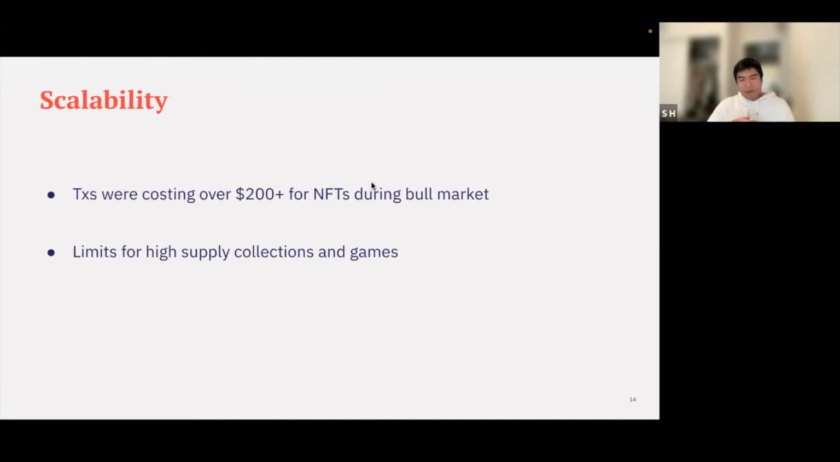And I think the other one is scalability, right? During the bull market, when you tried to trade or buy an NFT, you were paying over $200 in gas fees. And I think that really limits what the potential of NFTs could be, especially NFTs with very high supply, right? If you have 200,000 NFTs, you probably won't have very expensive NFTs each. And if your NFT is $1, but you're paying over $200 in fees, it doesn't really make sense. So it really limits high supply collections, and you can't really do anything in terms of on-chain gaming, because each transaction is too expensive to run.